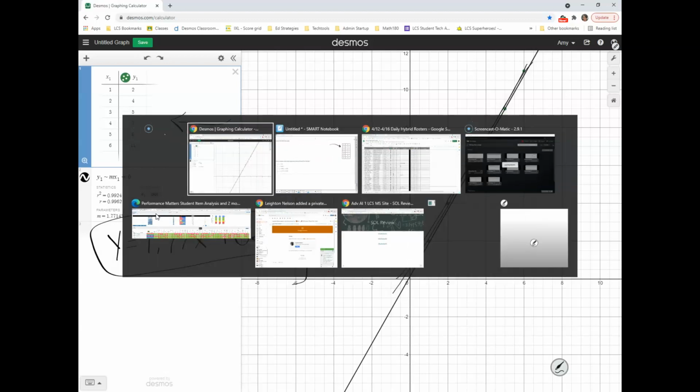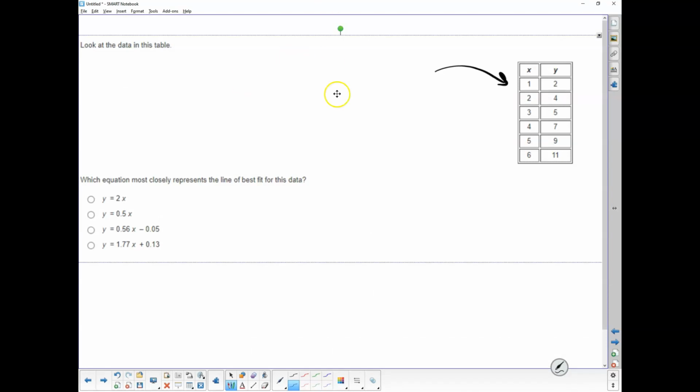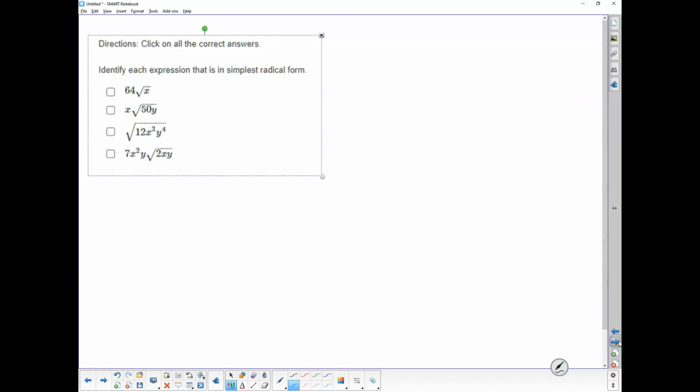So let's go on to the next one. Okay, so in this one, you guys, when you took this SOL practice, you didn't have the skills, but now you do. It says identify each expression that is in the simplest radical form. So I look at 64 root x. Okay, so x, we can't do anything with that when it's under the square root. We can't simplify it down. So this one is in fact simplified.